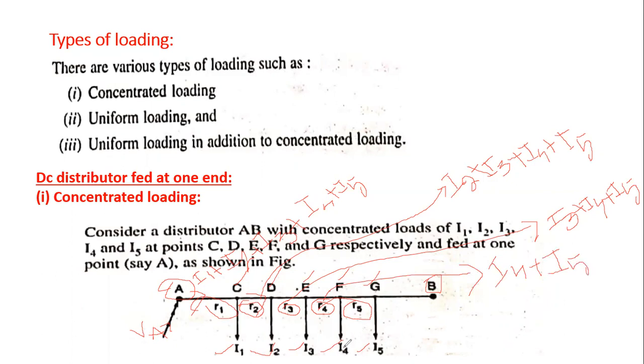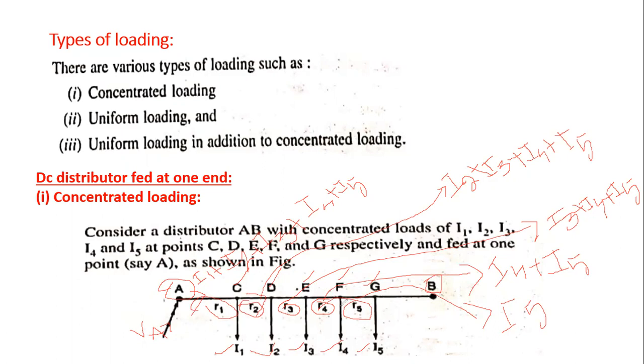Next, at point F, I4 current is dropped. What is the remaining current? I5. These are the currents at various sections.